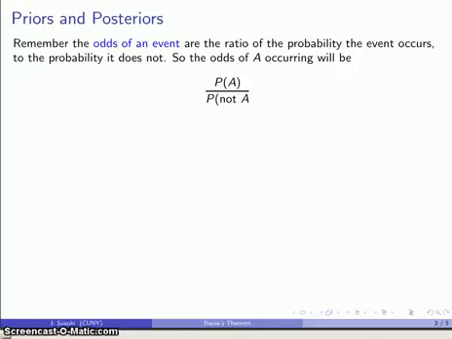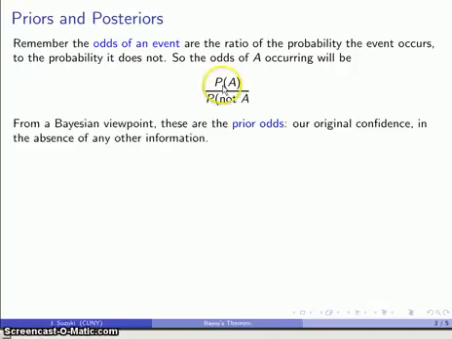Now, it's useful to think about this in a Bayesian framework. These are the odds, but from our Bayesian viewpoint, these are the odds based on a complete lack of any other information. And so we'll call these the prior odds. If I know nothing else, then my level of confidence that A occurs can be expressed as the odds: probability of A over the probability of not A.